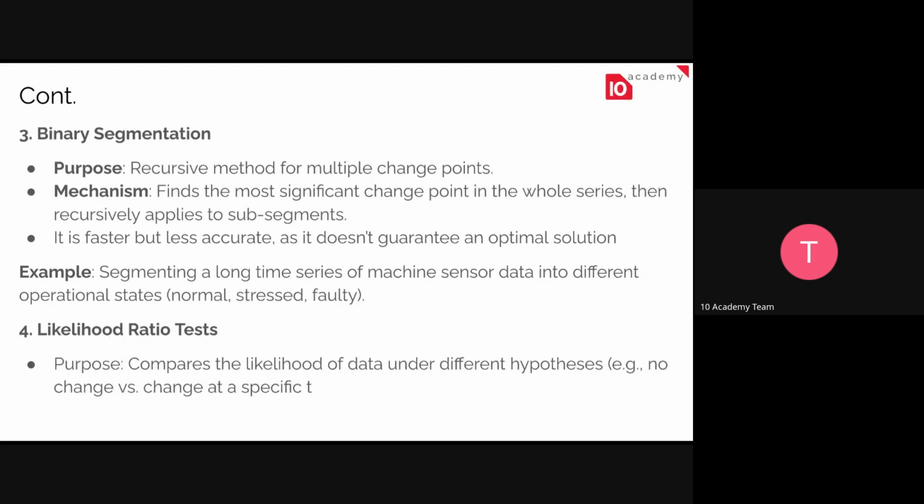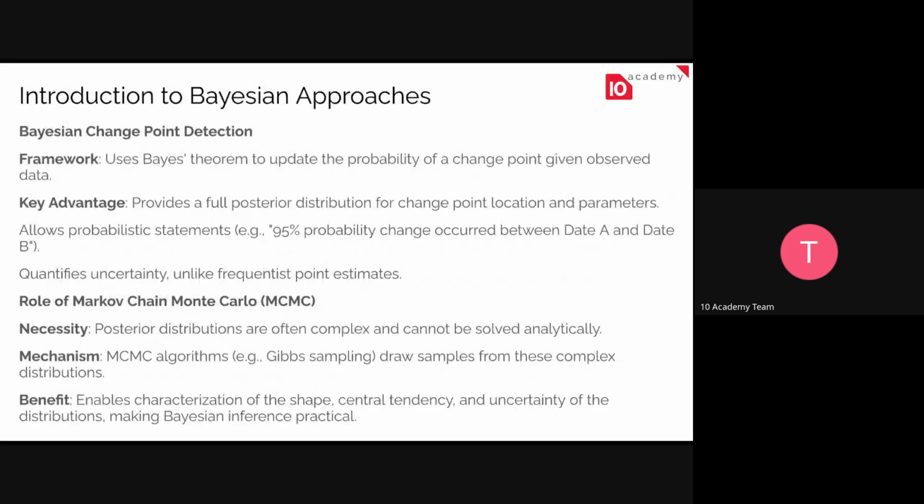And the last one is the likelihood ratio test. So just to compare the likelihood of data under different hypotheses. So no change, or does it have a change or not, and so on. Yeah. So is that clear, guys?